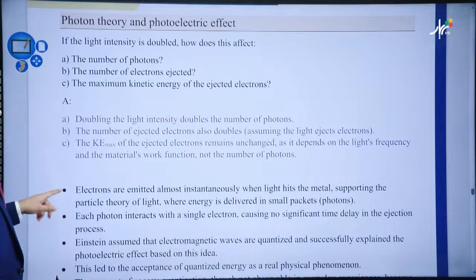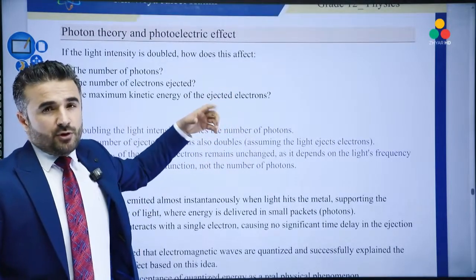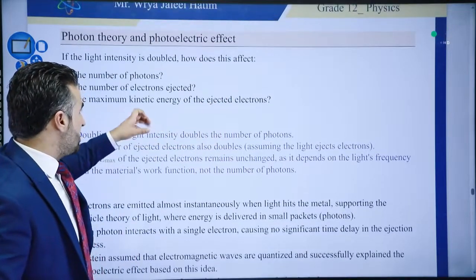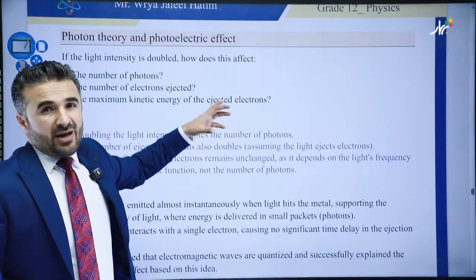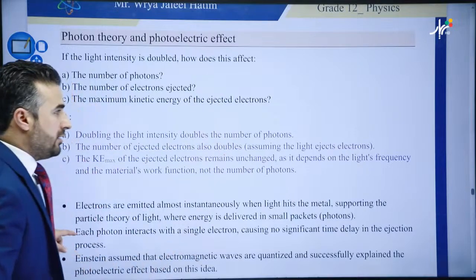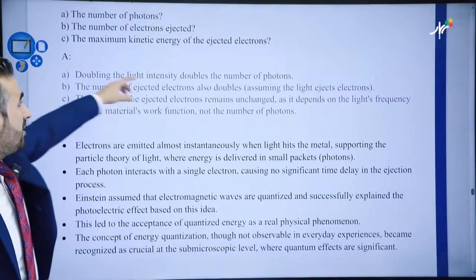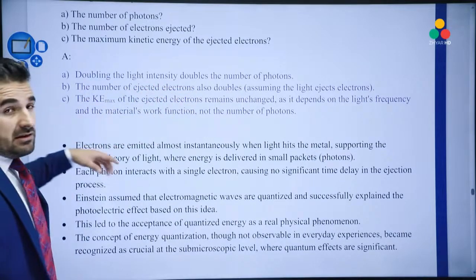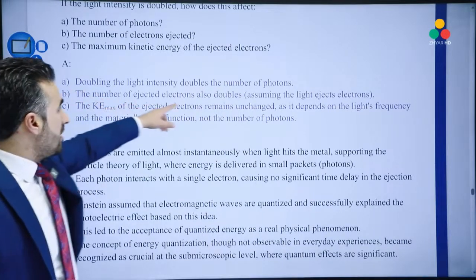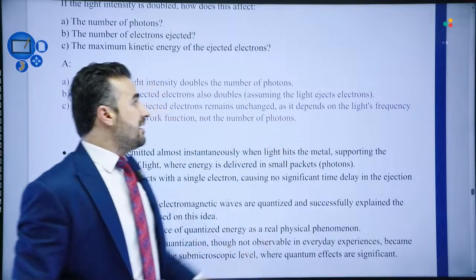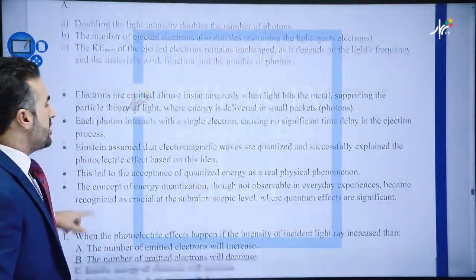And then the last one here, the maximum kinetic energy of the ejected electron. In the previous video lessons, we talked about this many times. We said that the kinetic energy of the ejected electron does not depend on the intensity of the light. It rather depends on the frequency of the incident light. So doubling the intensity would double the number of incident photons, and the number of ejected electrons will double, assuming that the light ejects electrons, but the kinetic energy will remain unchanged because it does not depend on the intensity.